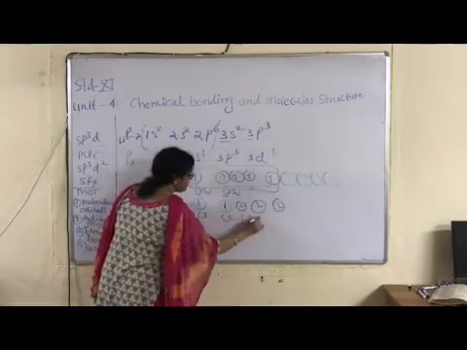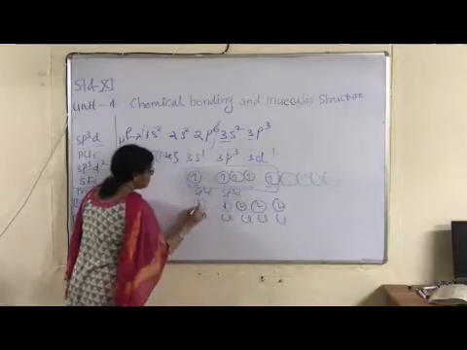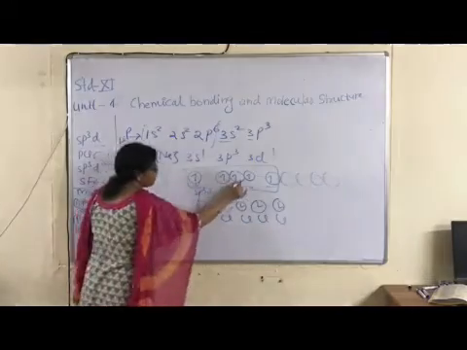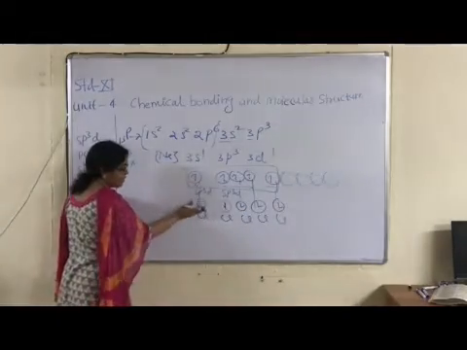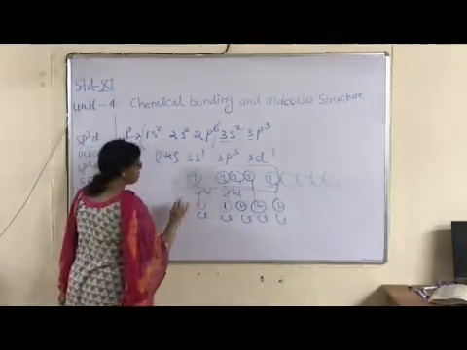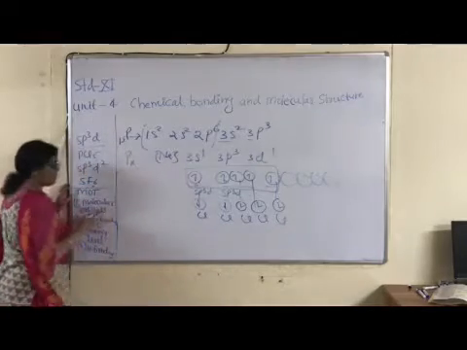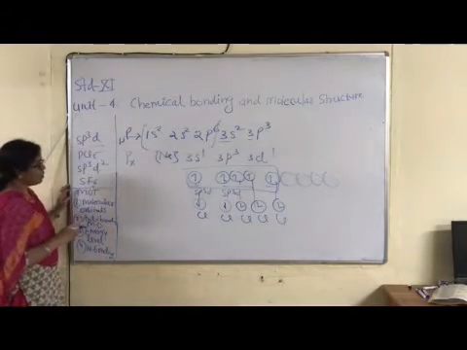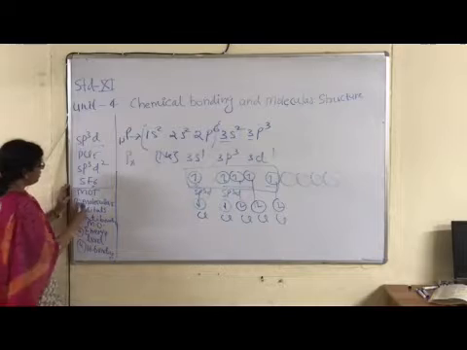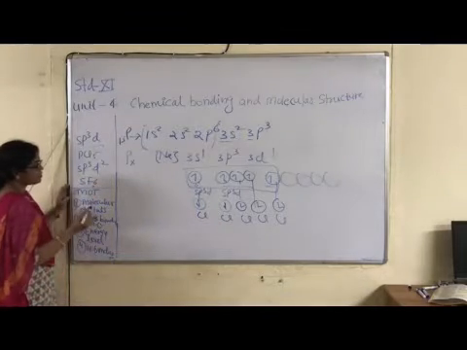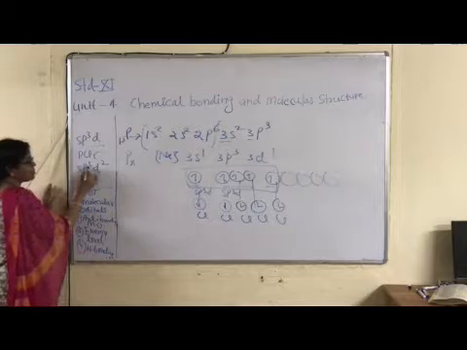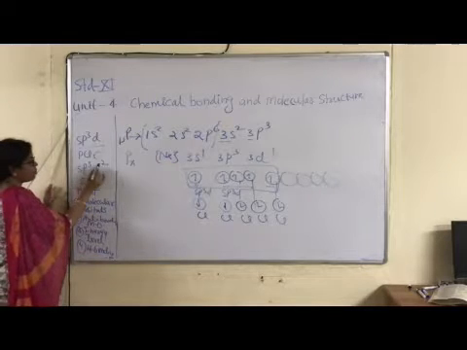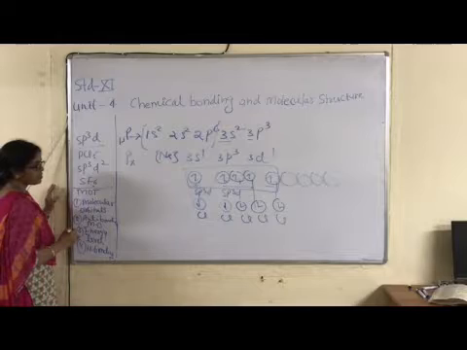Chlorine, chlorine, chlorine, chlorine. Then what happens? Overlapping between two, like this, hybrid orbitals and atomic orbitals, and formation of sigma bonds. PCl5 is a single bonded molecule, all are sigma bonds, right? In case of SF6, how many hybrid orbitals? 1 plus 3, 4, 4 plus 2, 6 orbitals are present.